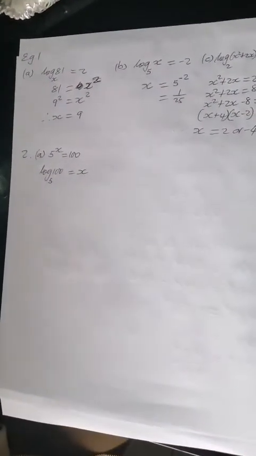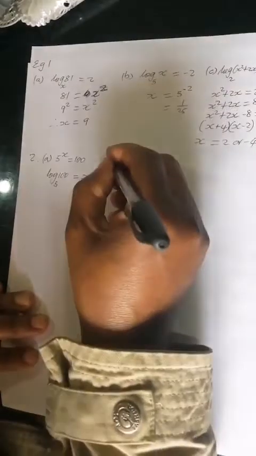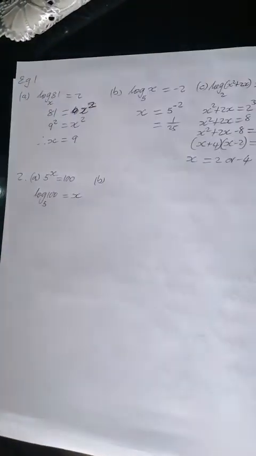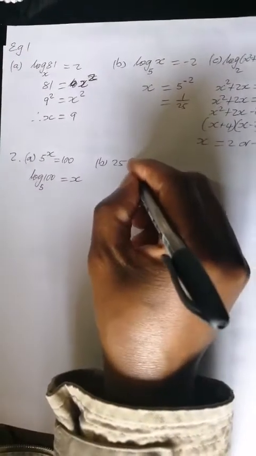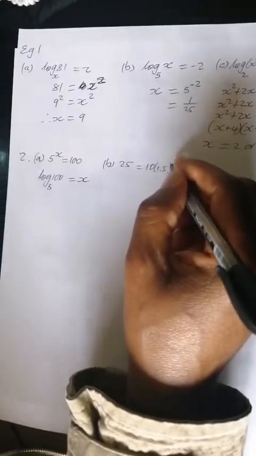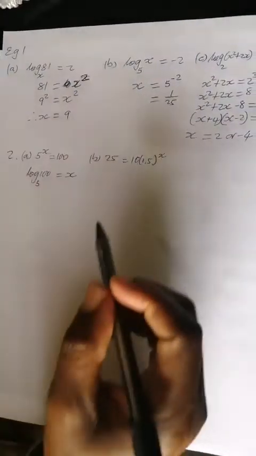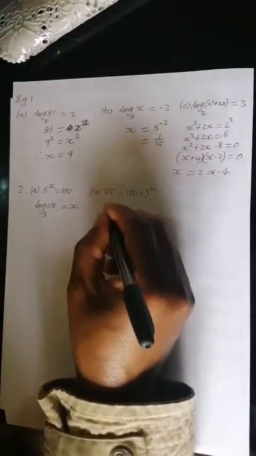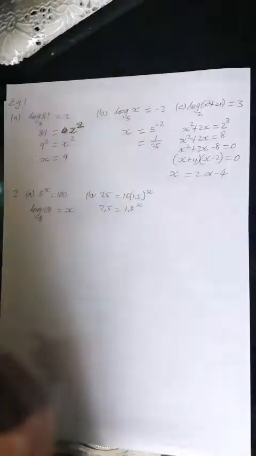Then you take your calculator and you write your answer according to this question to 2 decimal places, which I'm not going to do. I know you can do it on your own. Part B. Part B says, we need now to have 25 is equal to 10 in brackets 1 over 5 to the power of x. First of all, you need to divide both sides by 10. So you have 2 over 5 is equal to 1 over 5 to the power x.